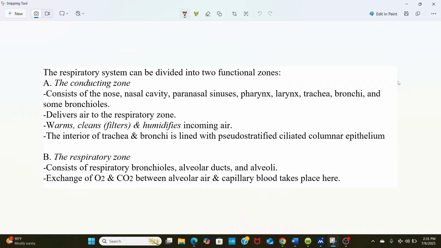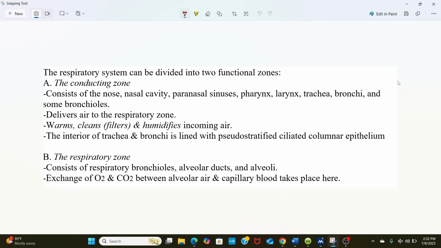This is the second part of the respiratory system. The respiratory system can be divided into two functional zones, the conducting zone and the respiratory zone. The conducting zone includes our nose, nasal cavity, paranasal sinuses, pharynx, larynx, trachea, bronchi, and some bronchioles, whereas the respiratory zone includes bronchioles, alveolar ducts, and alveoli.